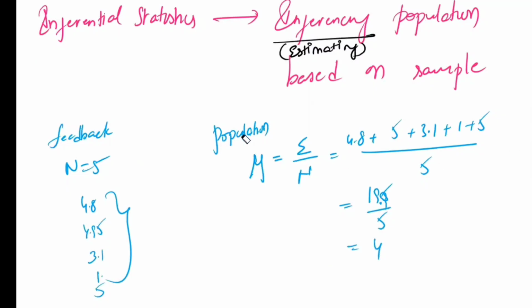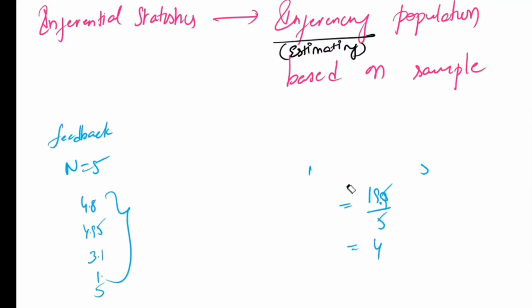But now the course was completed. Assume the course was completed yesterday, and I asked the students to share their feedback. Out of these, only 2 students sent me feedback: one is 4.8 and one is 5. I have trained 5 students, but only 2 have given feedback. The remaining 3 students have not entered any values.